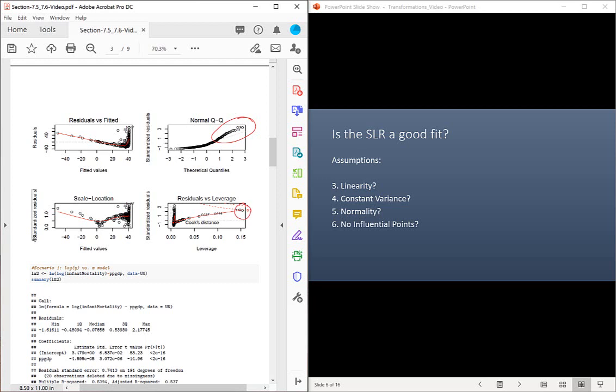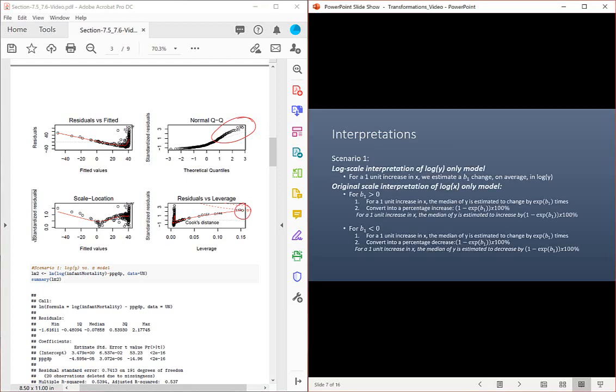Let's start with a log transformation of the response variable, infant mortality. To help us understand how to interpret slope with transformation, the book steps through the math behind the transformations. To interpret slope for a transformation of the response variable, we can look at both the interpretation on the log scale and the original scale. To interpret on the log scale, we see that for a 1 unit increase in x, the explanatory variable, we estimate a slope change on average in log of the response.